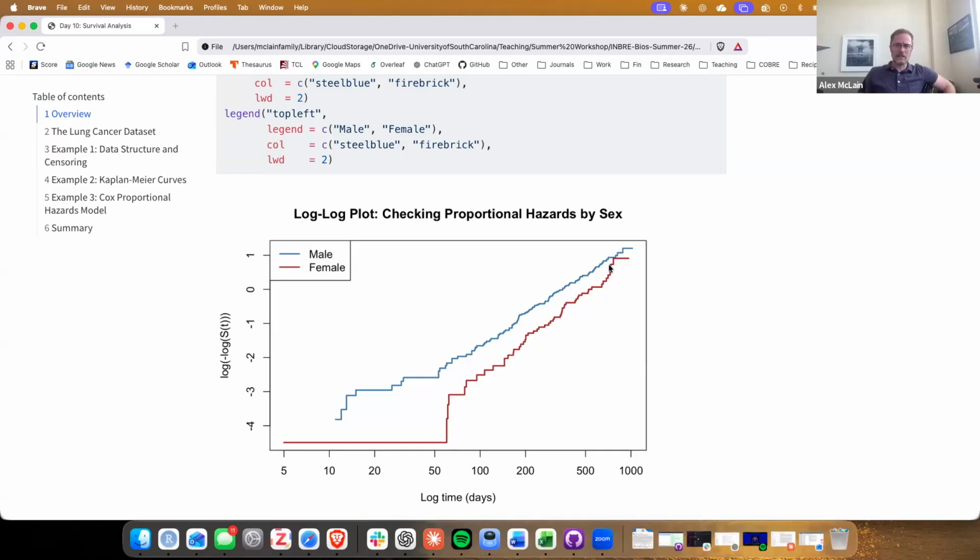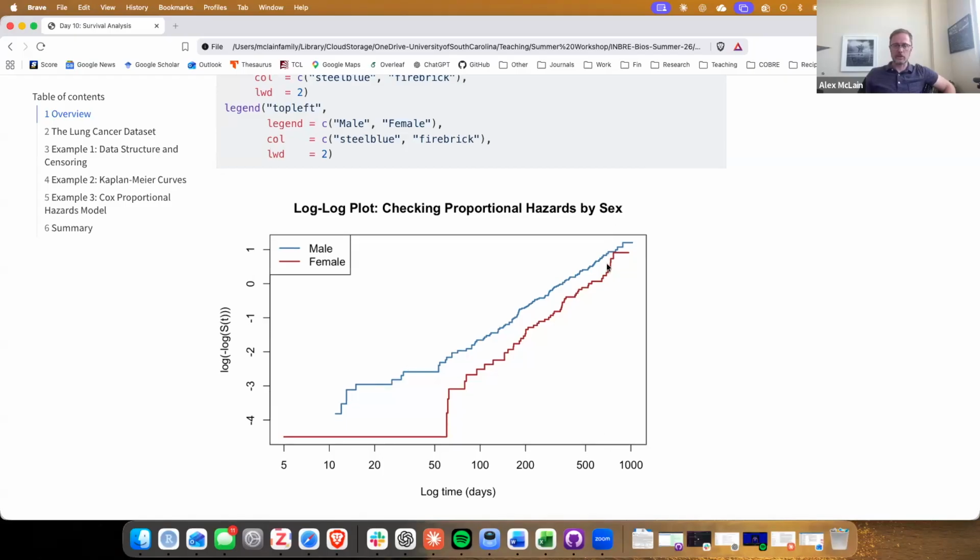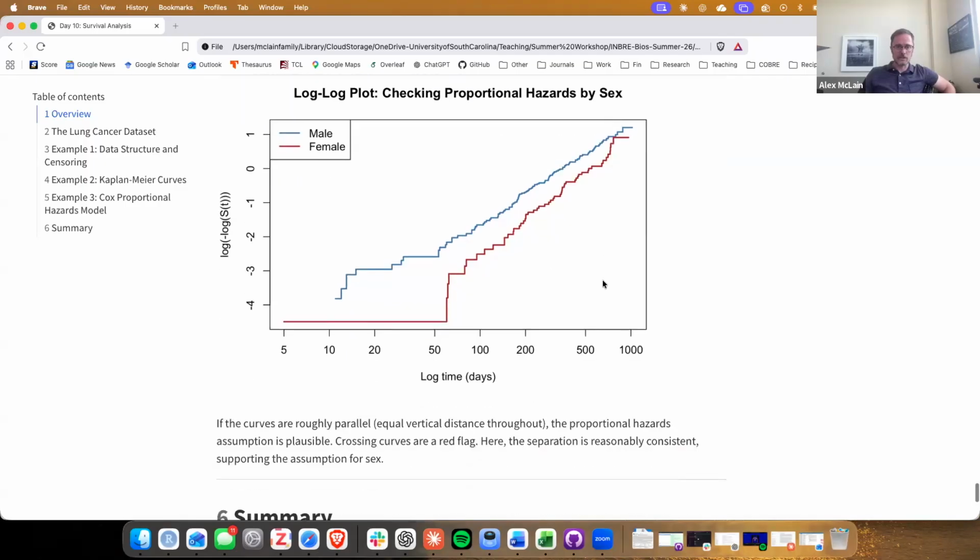So what this may lead us to do is to artificially censor everyone in the data set at a particular value. So here, maybe we want to say it's 750. We just want to censor everyone right there because we're not sure about the proportional hazards assumption later on. That's something that we could do if we observe that we're really having some issues there.